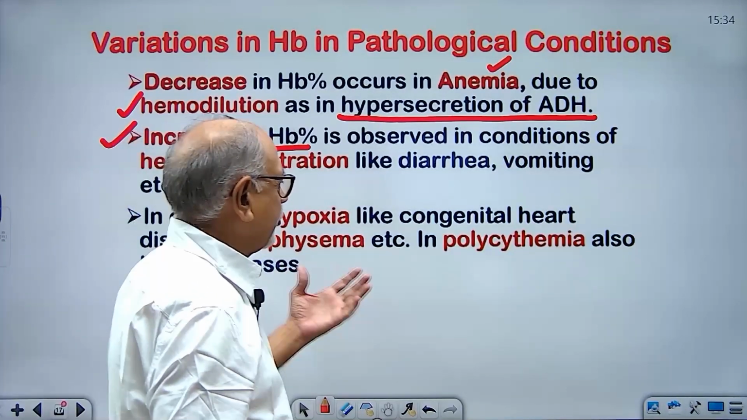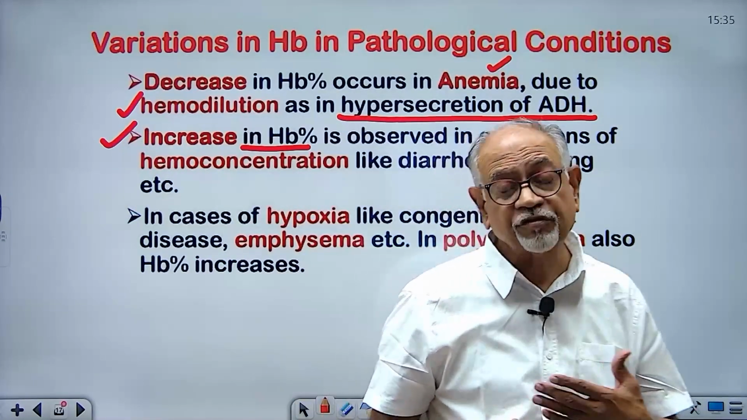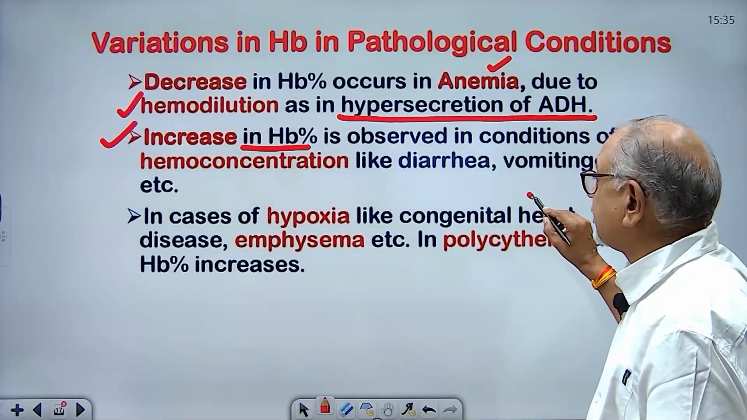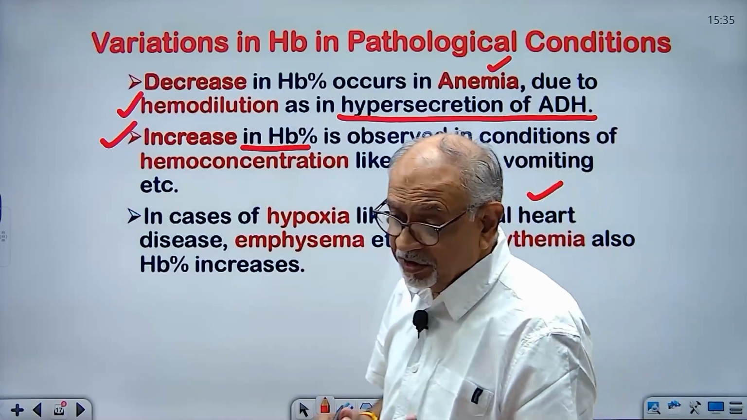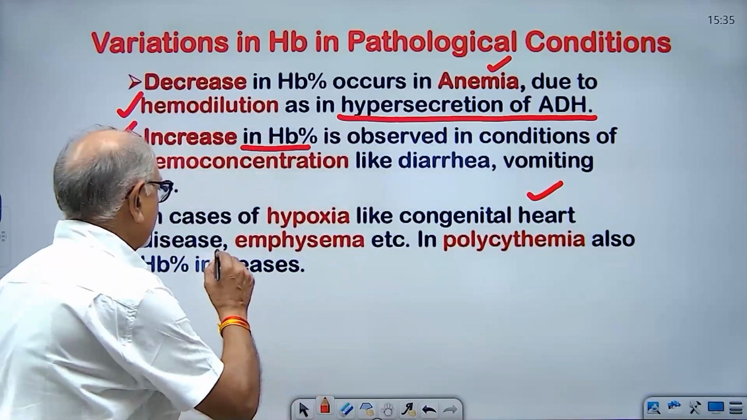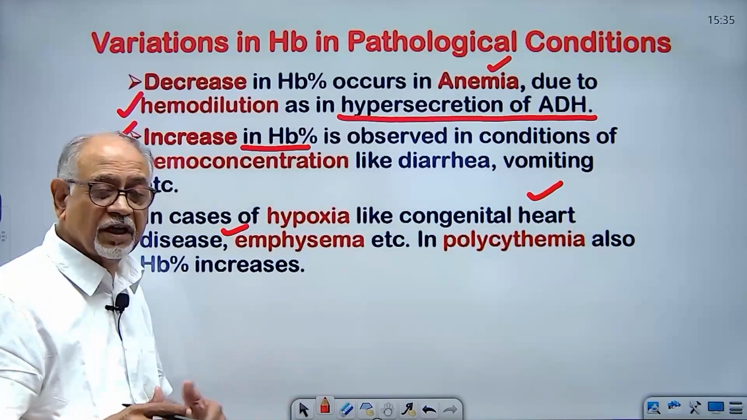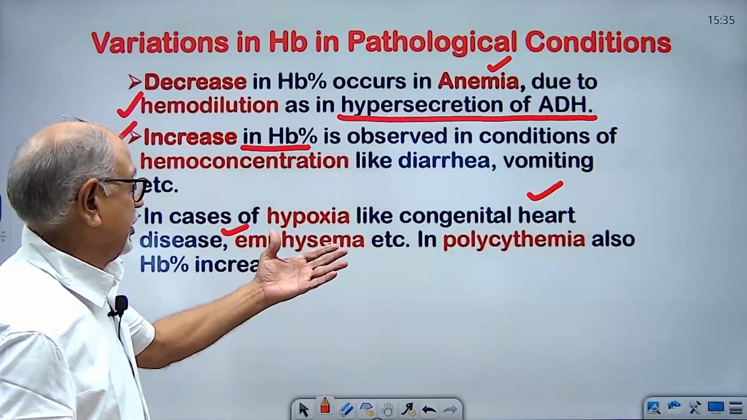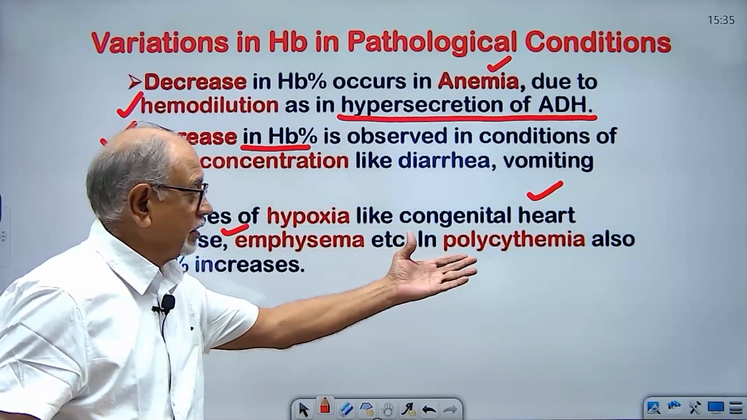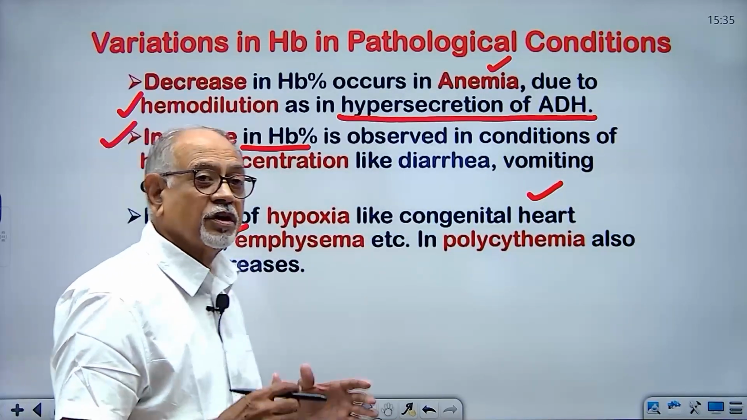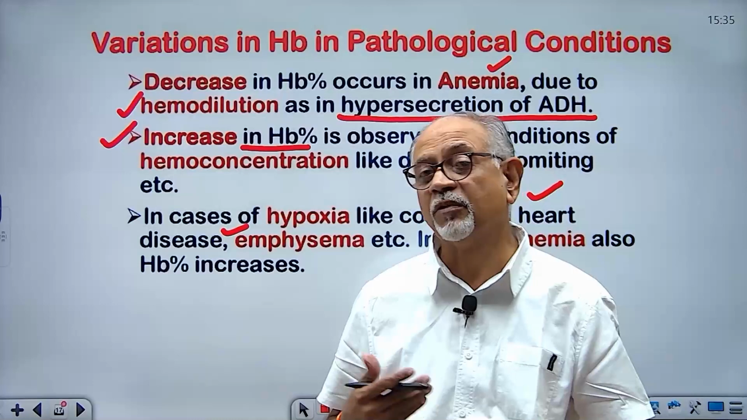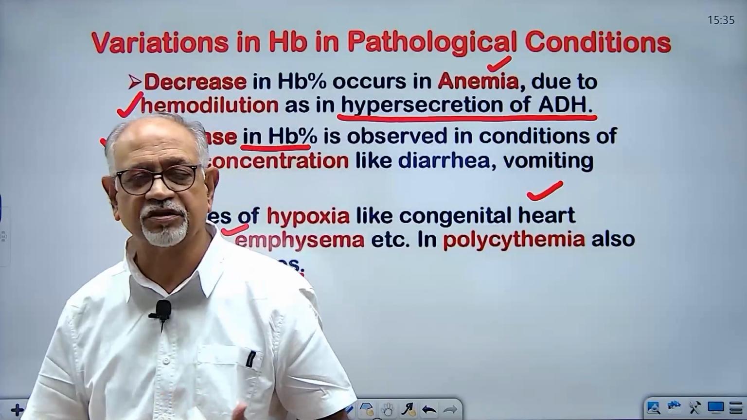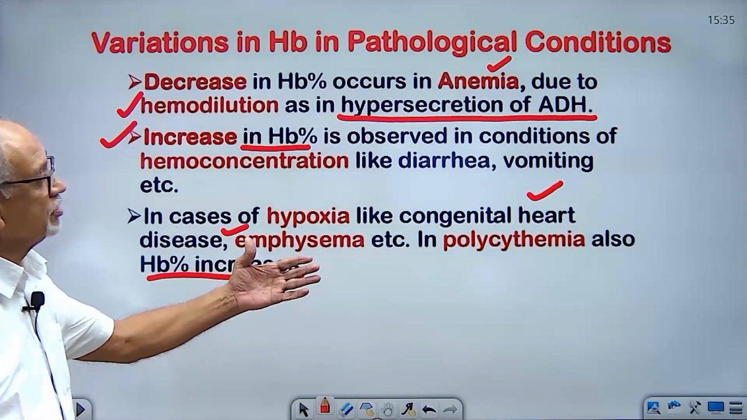Then in case of hypoxia, that means deficiency of oxygen in the tissue, like in congenital heart diseases, or lung diseases like emphysema, where the lungs do not work properly and oxygen is not supplied properly to the tissue, or in cases like polycythemia, in which the RBC count increases abnormally, the hemoglobin percentage increases. So, these are the conditions when the hemoglobin percentage increases.